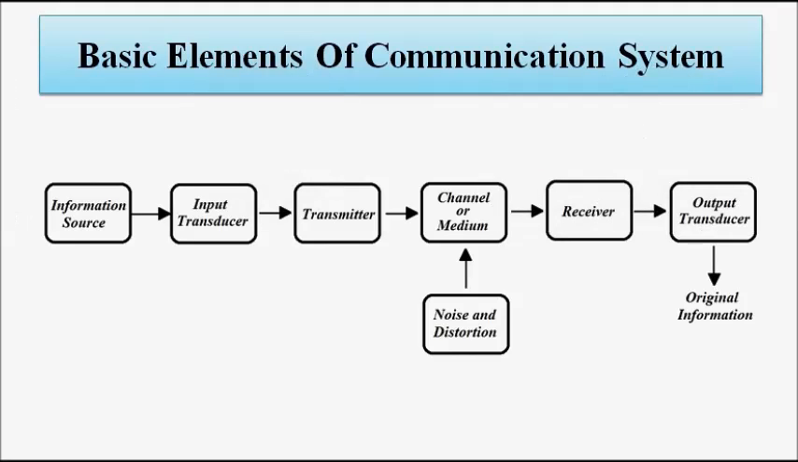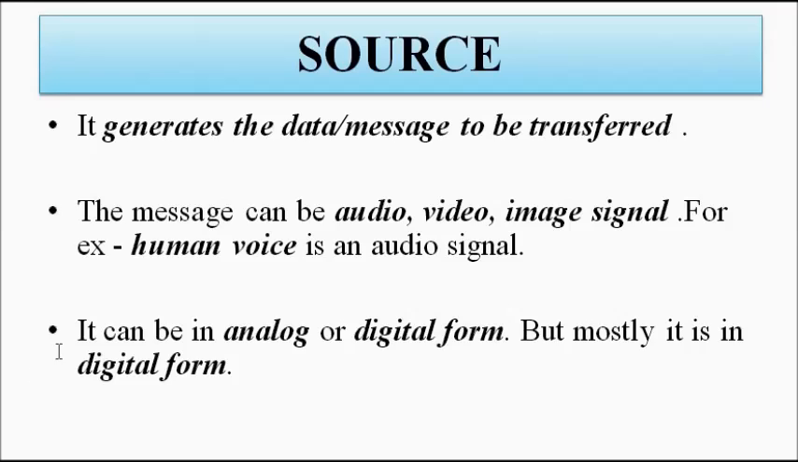Okay, so first is the information source. Okay, the information source is the data or the message which is to be transferred. Okay, it can be audio, sound, video, image, any number, alphabet, or any kind of a signal. It can be in analog form or digital form, but mostly nowadays we use the digital communication techniques because it has various advantages over analog communication.